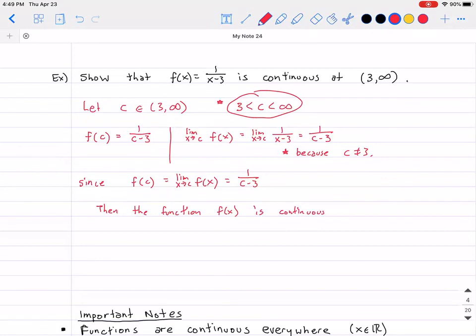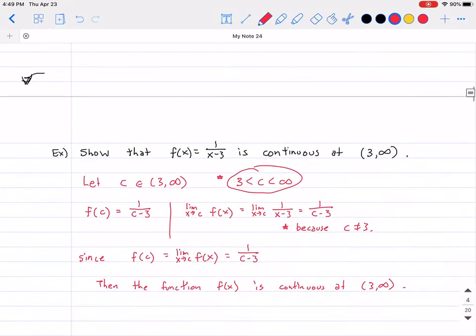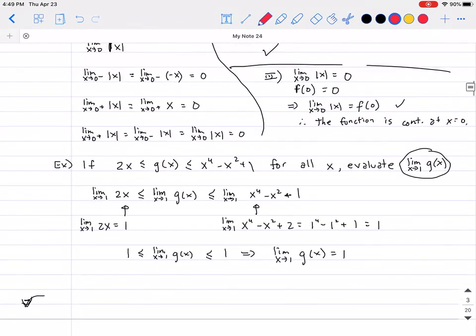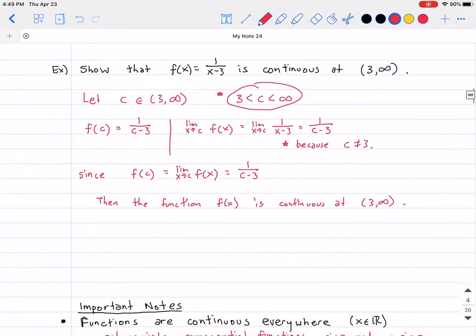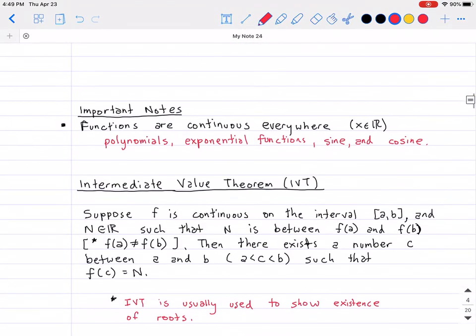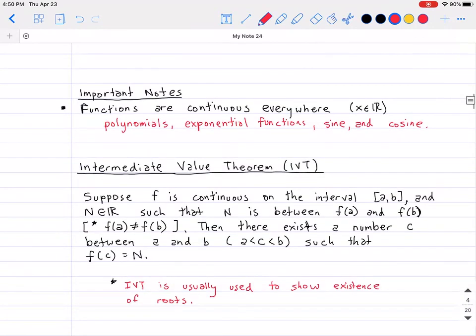f of x is continuous on the interval 3 to infinity. I mean, in ways, showing the function is continuous on an interval is a little bit easier than having to do the limit at a single point, mainly because there's not a lot of work. So hopefully, you have an easier time in this case when you try to do these problems.